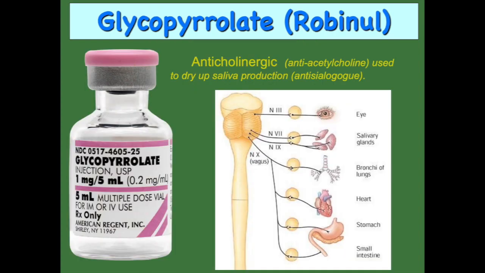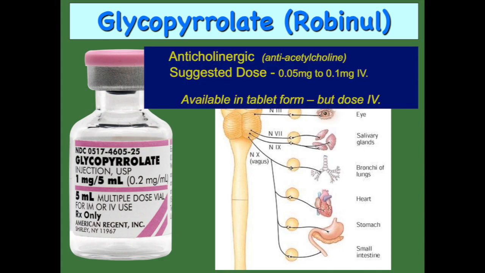There's your glycopyrrolate, and there's a picture of the parasympathetic nervous system. Remember that the vagus nerve is the main parasympathetic nerve that wanders. Vagus means to wander. It wanders to a lot of organs in the body.